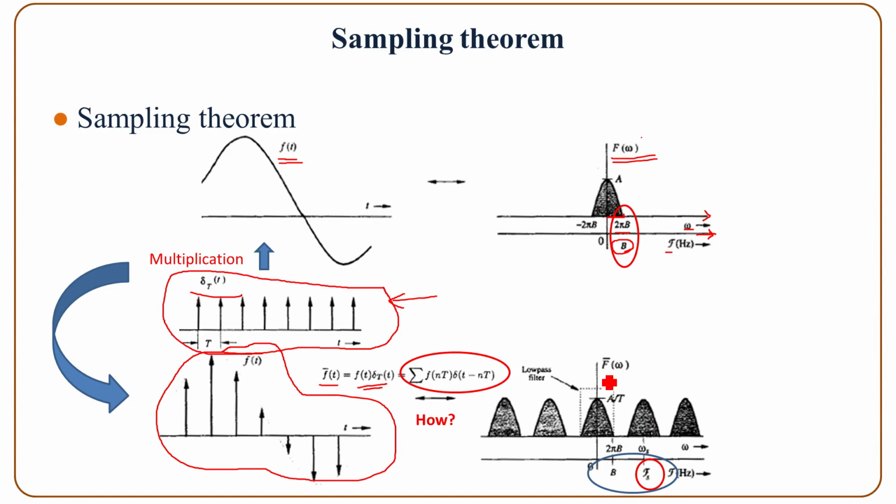The Fourier transform of the sampled signal, F bar of omega, looks like this, and basically we take the spectrum F of omega and repeat it at every omega s. And omega s here is the sampling frequency. On the angular frequency axis we have omega s, and on the regular frequency axis we have fs.